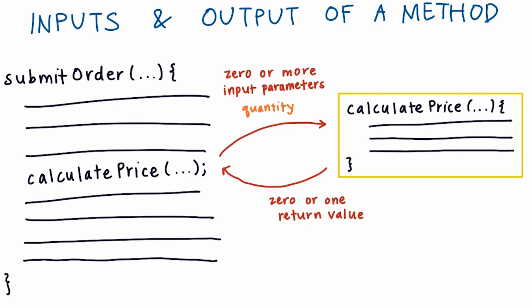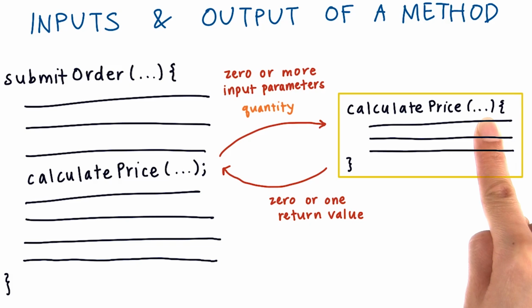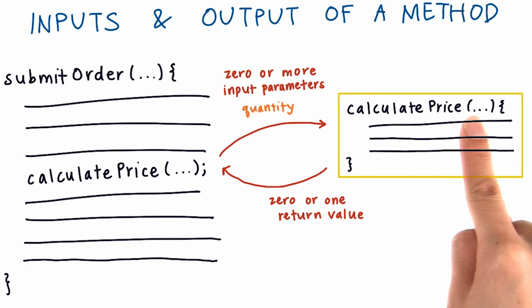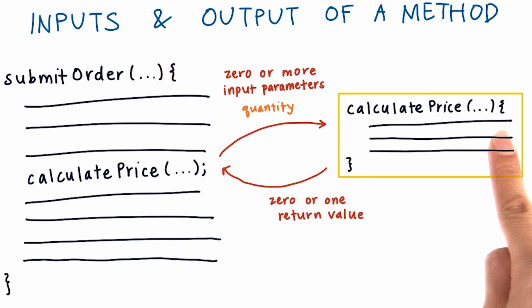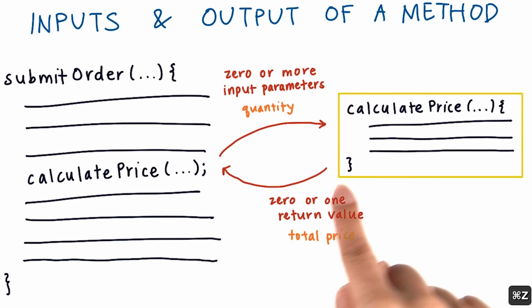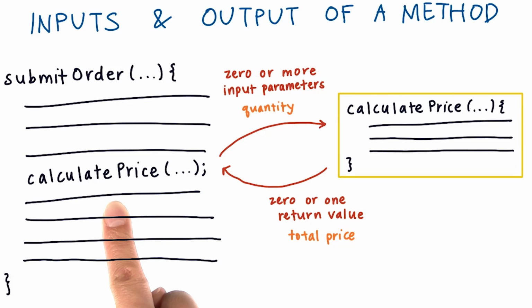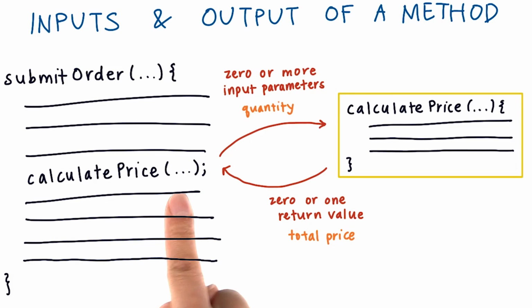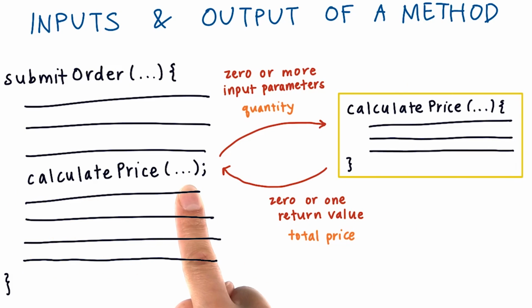An example of an input parameter is passing the quantity over to the calculate price method. That way, this method can use the quantity to figure out the total price of the whole order. And then we can pass that total price back as a return value. And then in the submit order method down here, we can use this total price to do other things like display it on screen or create a receipt or anything like that. So to summarize, this is where we define the calculate price method, and this is where we call it.